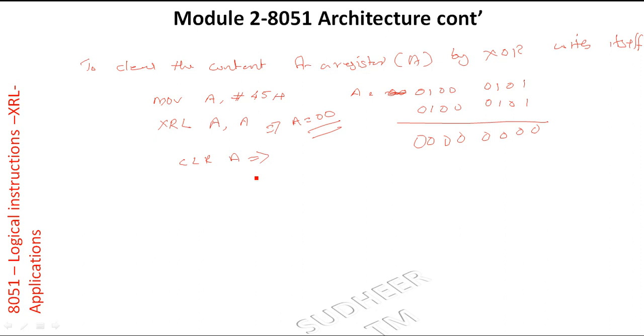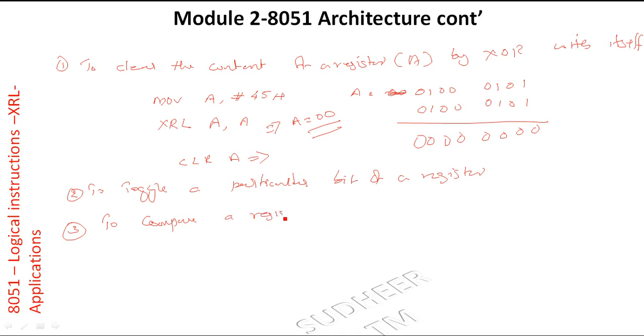So one of the applications of the XRL instruction is we can use it to have the same result. Now another application, the second application: to toggle a particular bit of a register. Then the third application is to compare a register with the accumulator. We can perform the comparison.